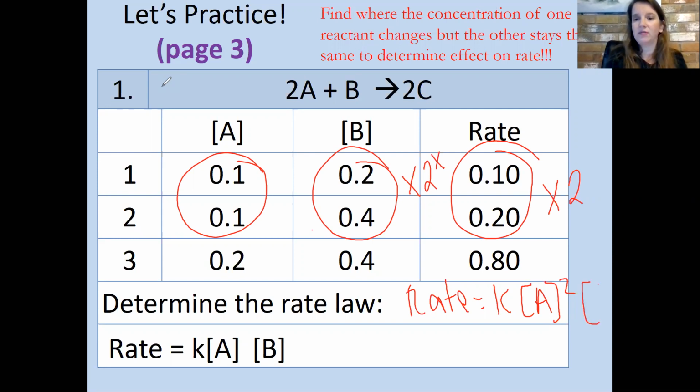So the rate equals K times the concentration of A squared times the concentration of B. And just like formulas and reactions, we do not write the 1. The 1 is understood.